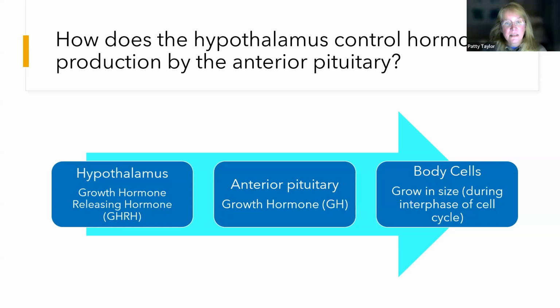All right, and here's one last example using growth hormone releasing hormone. Like I mentioned, there are inhibiting hormones, but my examples here just include the releasing version. So GHRH targets the anterior pituitary. The anterior pituitary makes and releases growth hormone, which in turn tells your body cells to grow. That happens often during interphase, or it may tell cells to go and undergo reproduction, like mitosis.